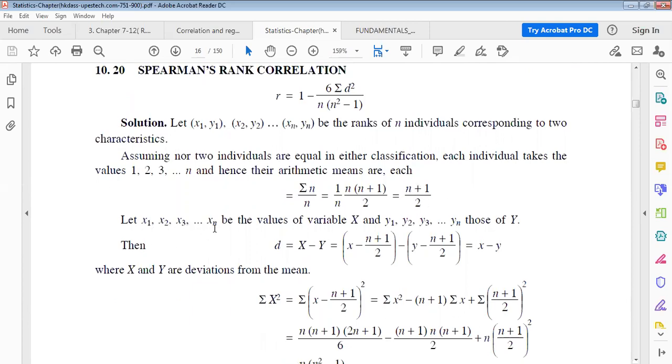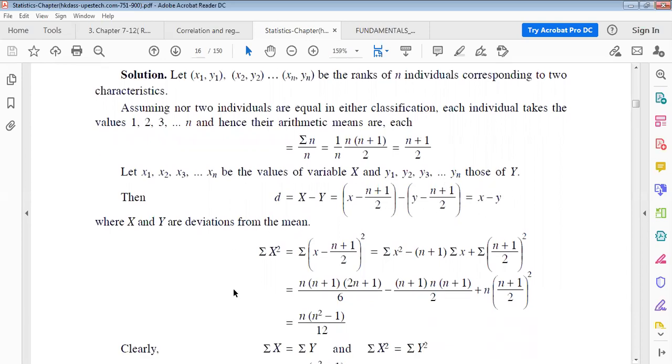Now let x1, x2, x3, ..., xn be the values of the variable x, and y1, y2, ..., yn be the values of the variable y. So the deviation variate d will be x minus y. Capital X equals x minus x bar, and capital Y equals y minus y bar. You must know about this. X bar and y bar are the same, since both are natural numbers. So n plus 1 by 2 and n plus 1 by 2 will be cancelled.